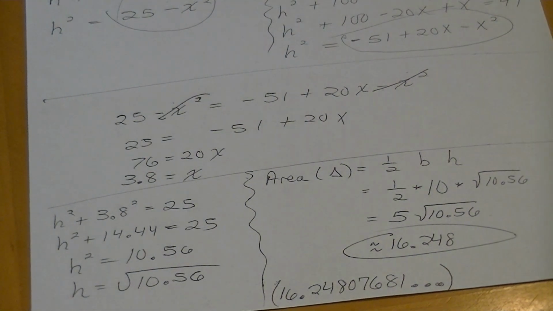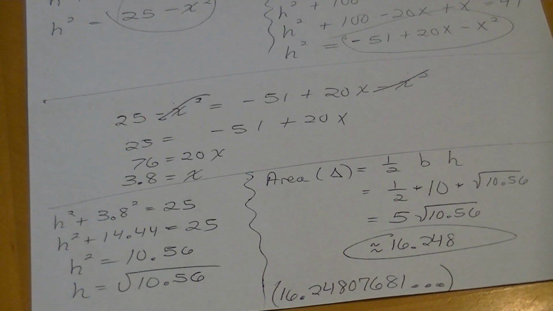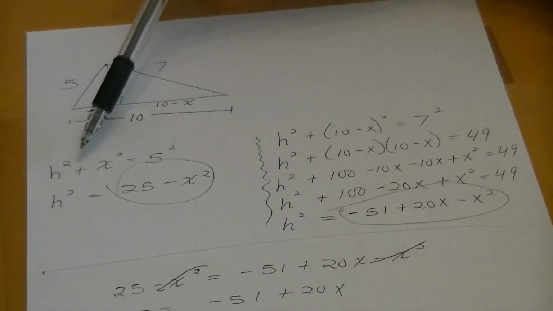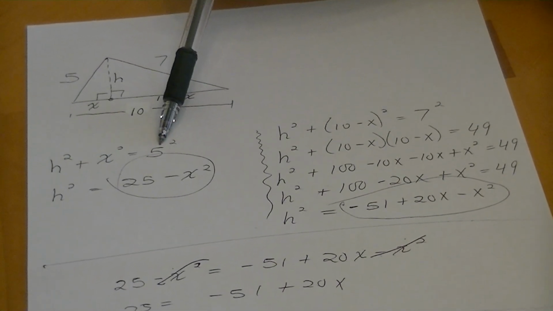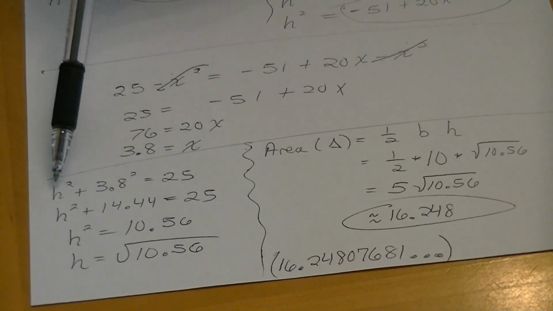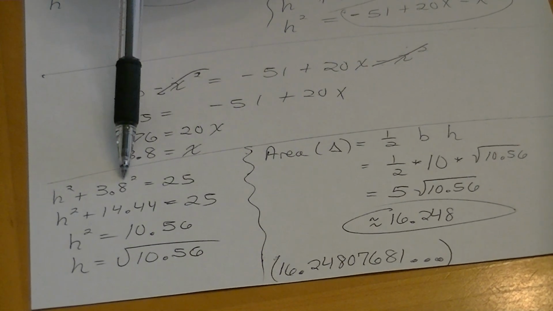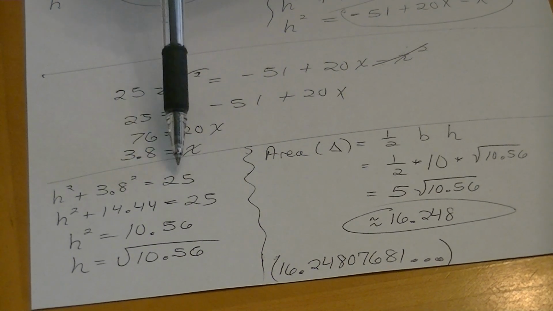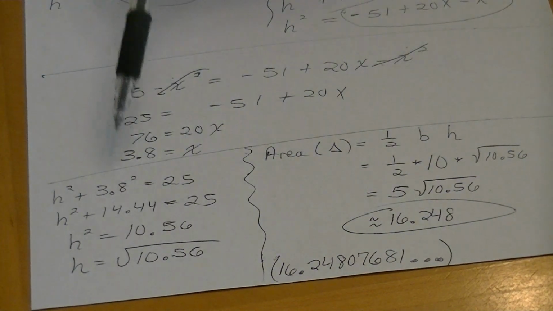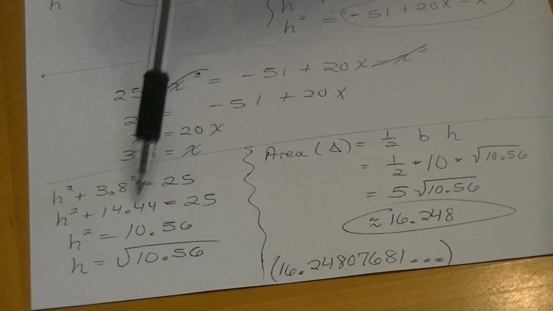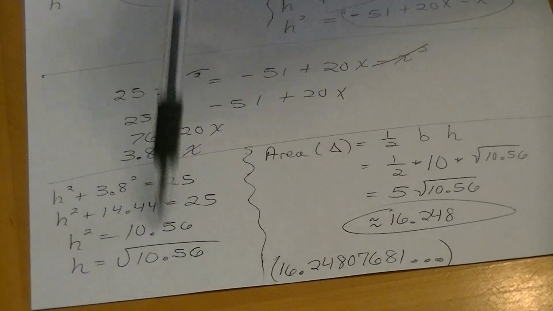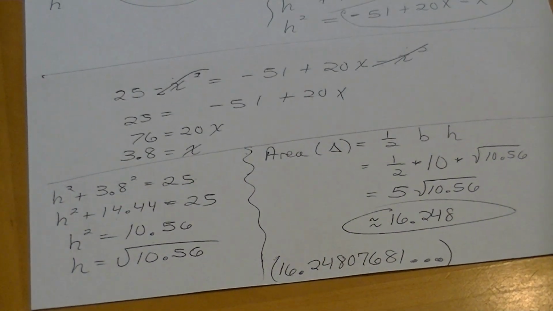So I went back up to either of my original equations. I took the first one, which was h squared plus x squared equals 5 squared. And down here I substituted my x value. So h squared plus, and now I know x is 3.8, 3.8 squared equals, and then the 5 squared is 25. So if you go through that algebra, you'll quickly get the height to be exactly the square root of 10.56.